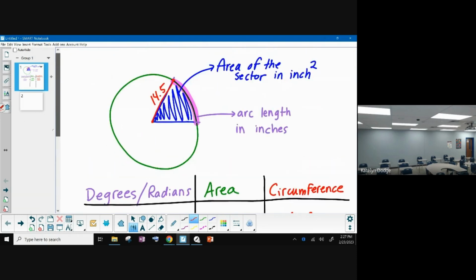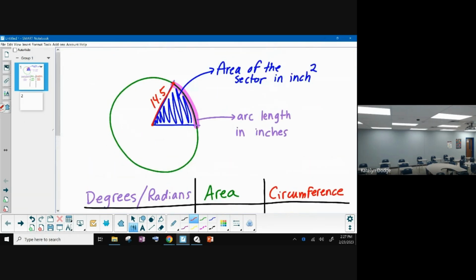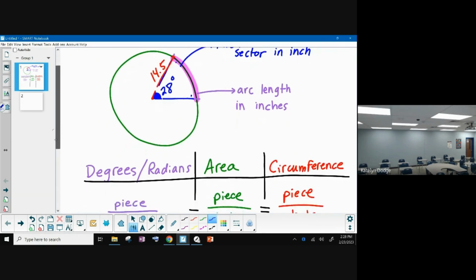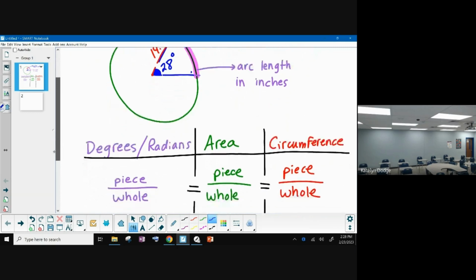So let's go up, and I told you guys we're going to need information about the radius, but we're also going to need information about, let's say, the degrees. Okay, they could give us radians, but let's stick with degrees for this example. And let's say the measurement of this central angle is 28 degrees. Well, this would be our first piece that we can actually plug into our equation here.